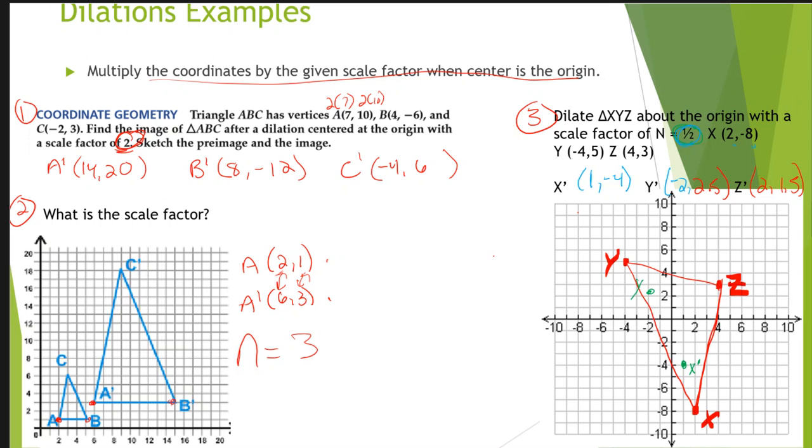It's my y prime. And 2 and 1.5. And that's my z prime. And then we would connect these 3 points. And again, we always want to shade in the new figure. So we'll shade it in like this. All right, go ahead to the next slide.